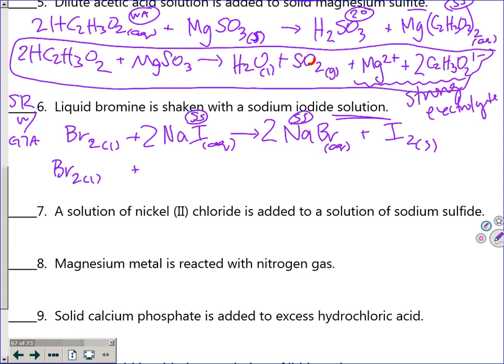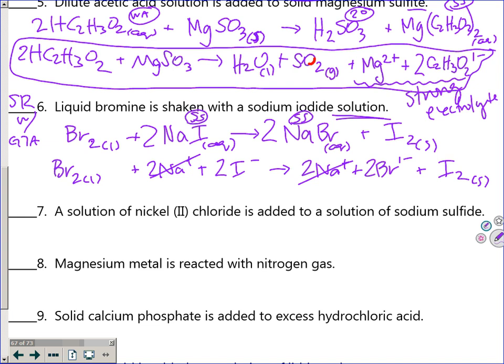Okay, and? 2 Na+ and 2 I minuses and 2 Na+ and 2 Br minuses and I2. Alright, so who here looks exactly the same from reactants to products? Sodium ion. Anything else? Nope. Okay, with all of our single replacements, it will always be like this.